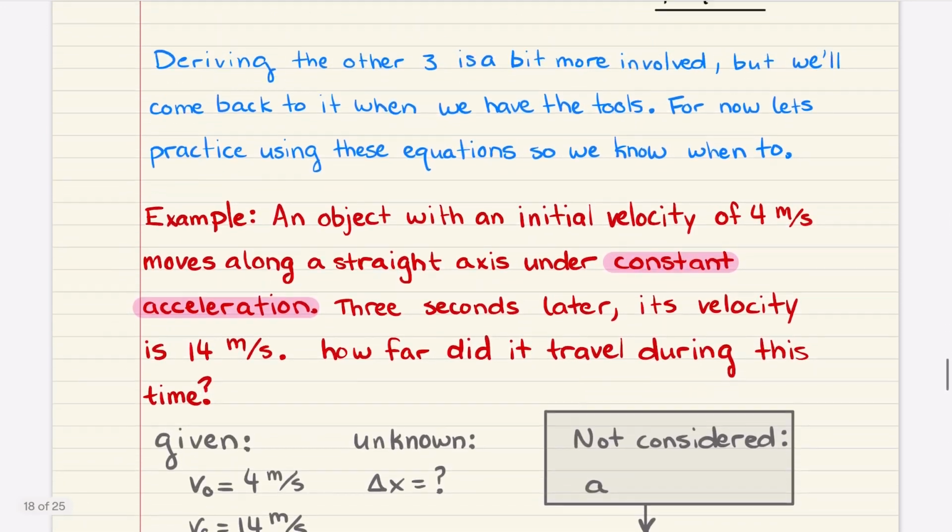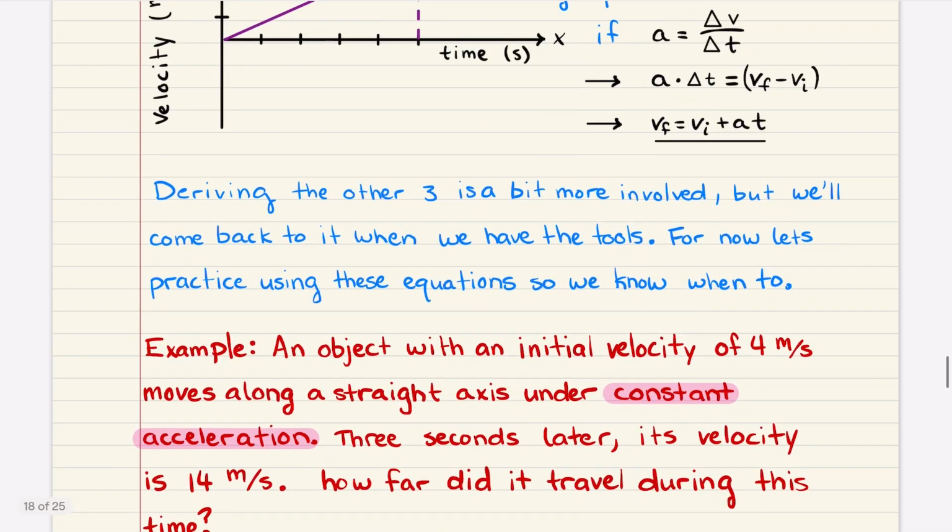So here we have an example, and let me not show you the solution yet. Let's just read it really quickly. An object with an initial velocity of 4 meters per second moves along a straight axis under constant acceleration. So there's that key word there. Now we know we're probably going to be using one of our big five relationships. 3 seconds later, its velocity is 14 meters per second. How far did it travel during this time?